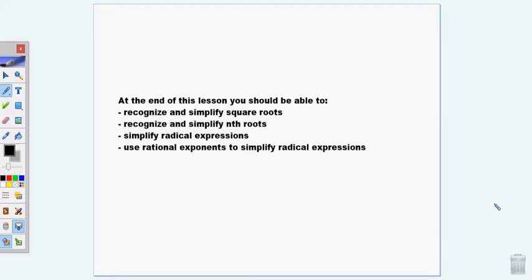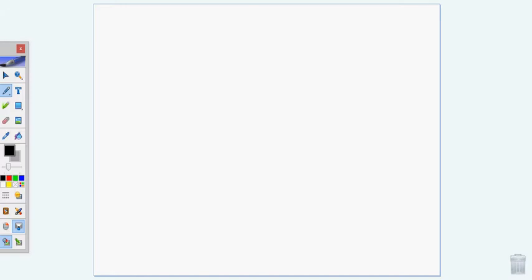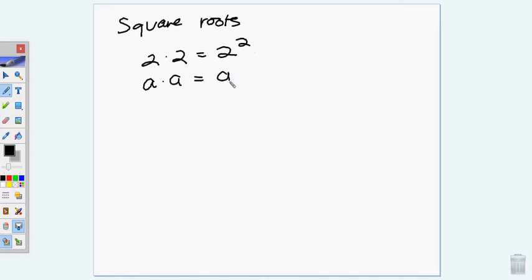All right, so let's look at square roots first. Squares are defined by the idea that if you multiply two numbers and they're the same number, they create a square. So for example, 2 times 2 is 2 squared, right? The same is true if you use a variable. A times A is A squared, okay? So A times A is A squared.